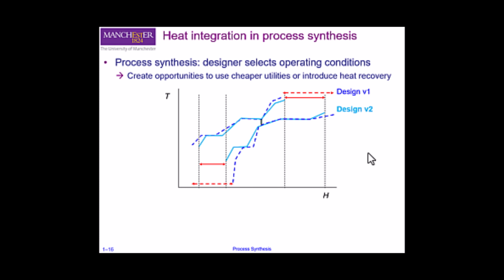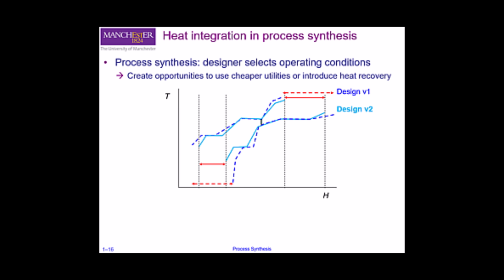Okay, so you can pause the video for a minute and try to think about if design 1 is better or design 2 is better based on this simple analysis of composite curves. So just looking at very simple analysis here, we can see that design 1 is more expensive in terms of its utility requirements, both in terms of its cooling requirement and its heating requirement. Okay, so without knowing anything more about these two processes, just by looking at its T-H diagram or composite curves, we can decide if design 1 is more beneficial or design 2.